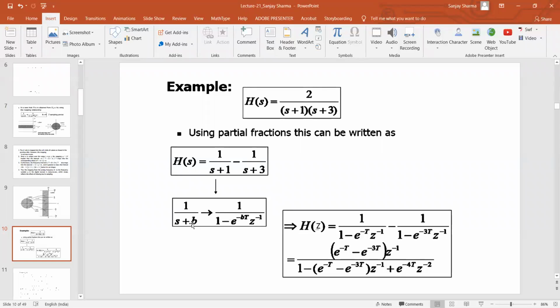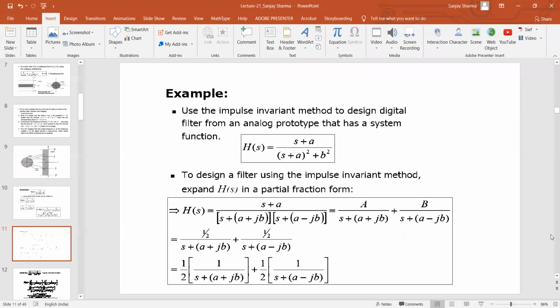What is the impulse invariant method? 1 over s plus b gives me 1 over 1 minus e to the power minus bT z to the power minus 1. This is the transformation for converting the analog filter to the digital filter using the impulse invariant method. And I have already explained the problem: the impulse invariant method suffers from the problem of aliasing. Now let us look at one more example.